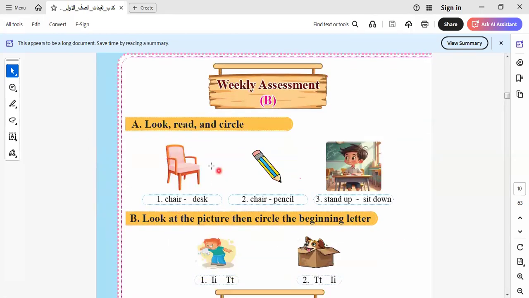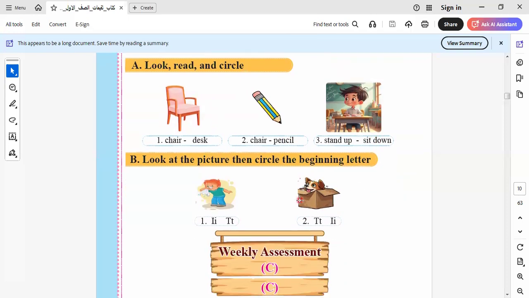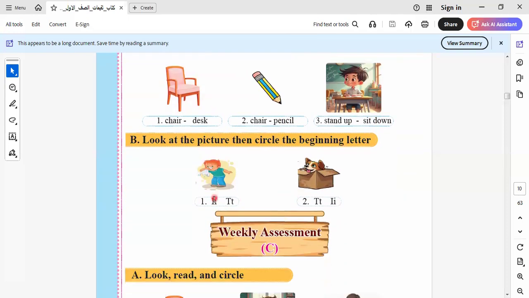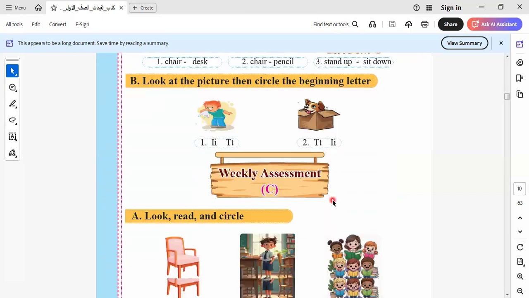Let's do this exercise together. What is this? Chair. It's pencil. I prepare pupils. Here is sit down, not stand up. Here is sit down, not stand up. Here we have ill, so I select this one. Here is in, so I select in.